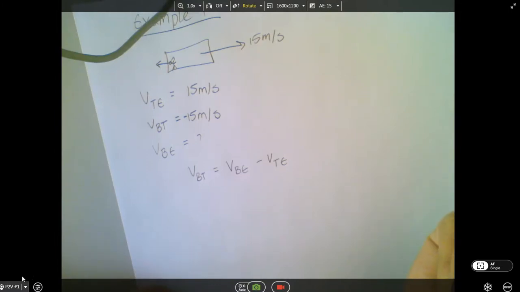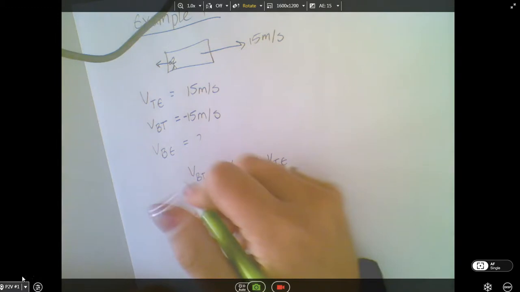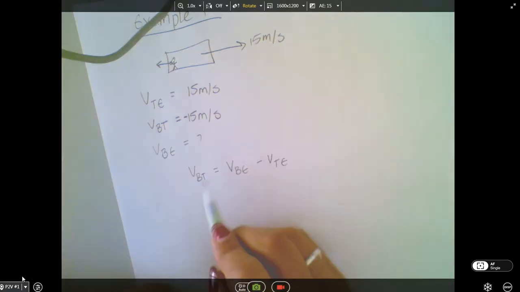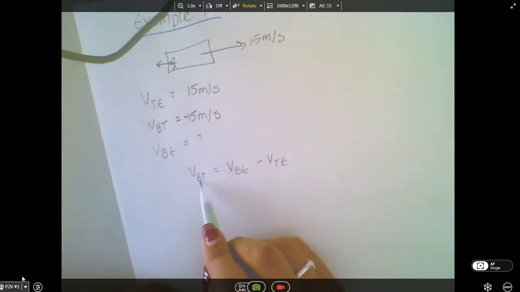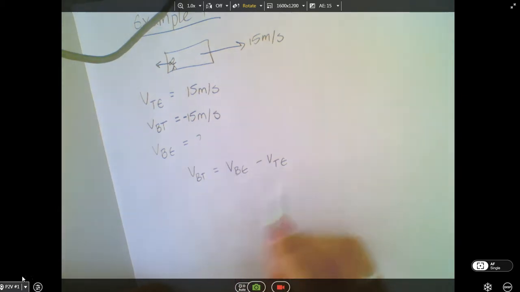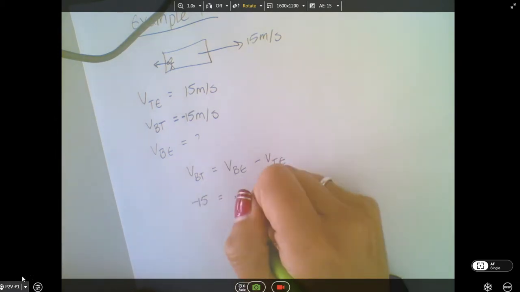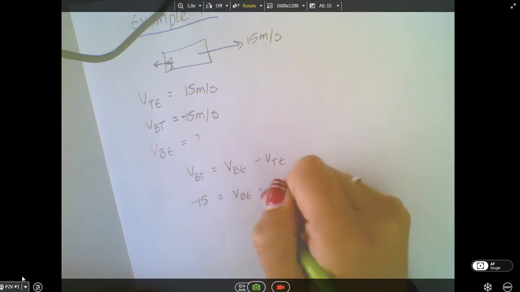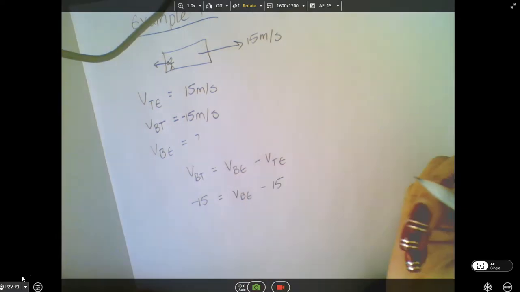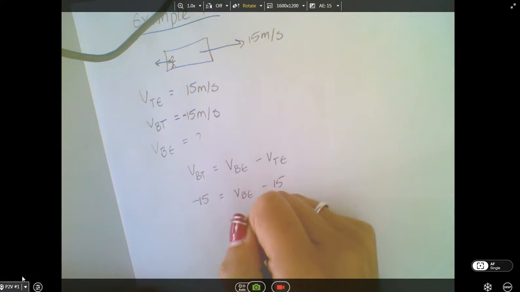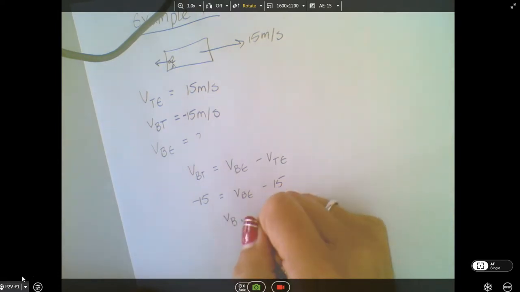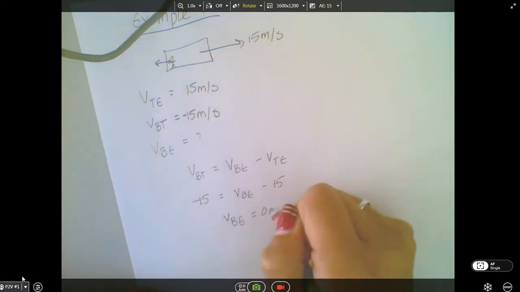So the math is really, really easy. It's just the setup. But if you follow this kind of pattern, I just remember the ball goes first, so ball goes first here, train goes second here, so train goes second here. The Earth ones are on this side, and then the combination of the two that doesn't involve the Earth is on the other side. So if we plug in our numbers, we have negative 15, the thing that we want, and then positive 15. If you add the 15 to the other side, you get that the velocity of the ball relative to the Earth is actually 0 meters per second.